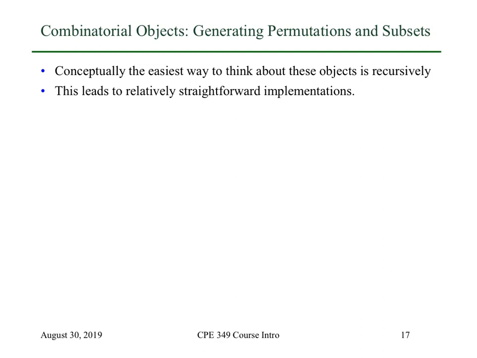So how do we generate these permutations and subsets? These are what are called combinatorial objects. These are just the most simple examples of those things that occur in computer science. And the easiest way to think about generating them is recursively. This leads to pretty straightforward implementations. So you should think about this. We'll go over it a lot more in lab, but you should think about how you might do this.